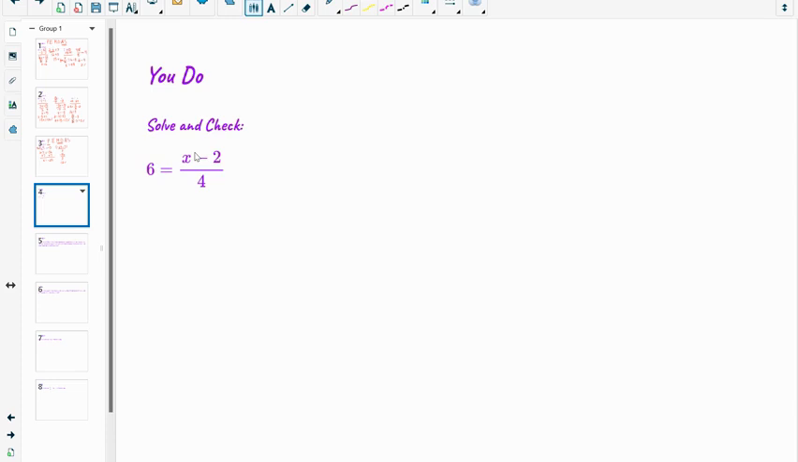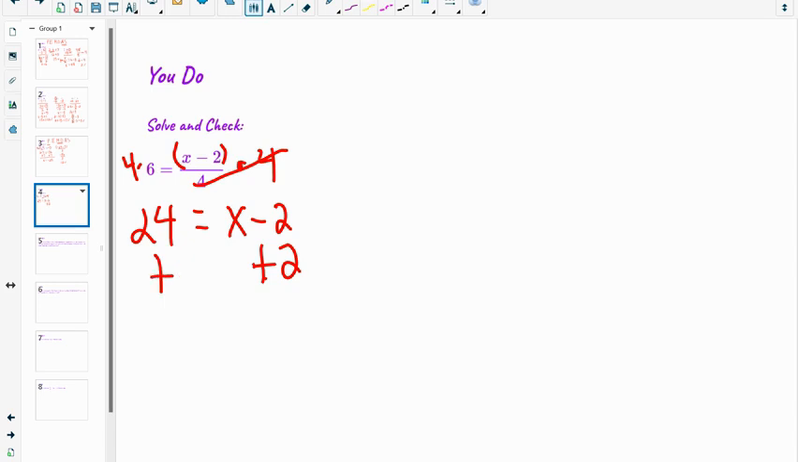Okay, so let's go ahead and start by multiplying by 4. Multiplying by 4 on both sides. That cancels this. Again, remembering this x minus 2 that's in the numerator, we're thinking of that being in parentheses. Reverse order of operations means we deal with that last. So 4 times 6 is 24. And then we just have the x minus 2. And now we can add 2 to both sides. And we get 26 equals x.